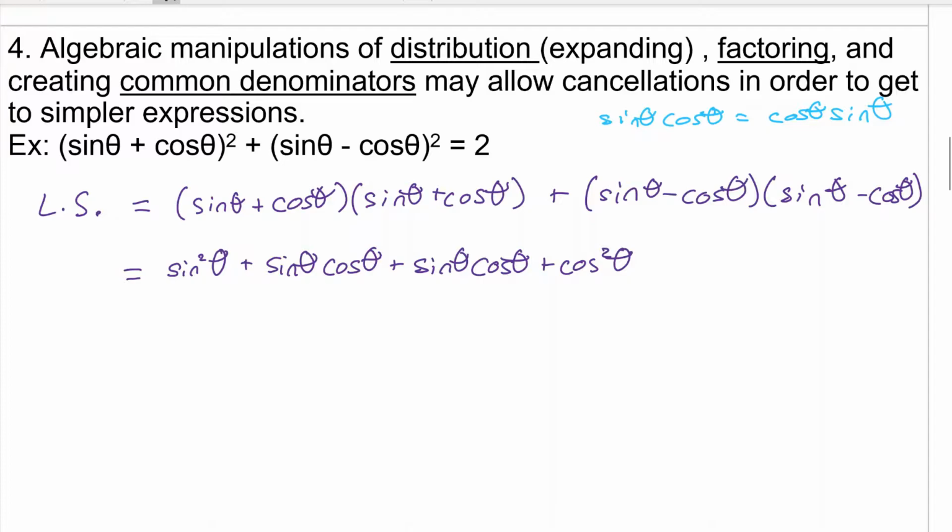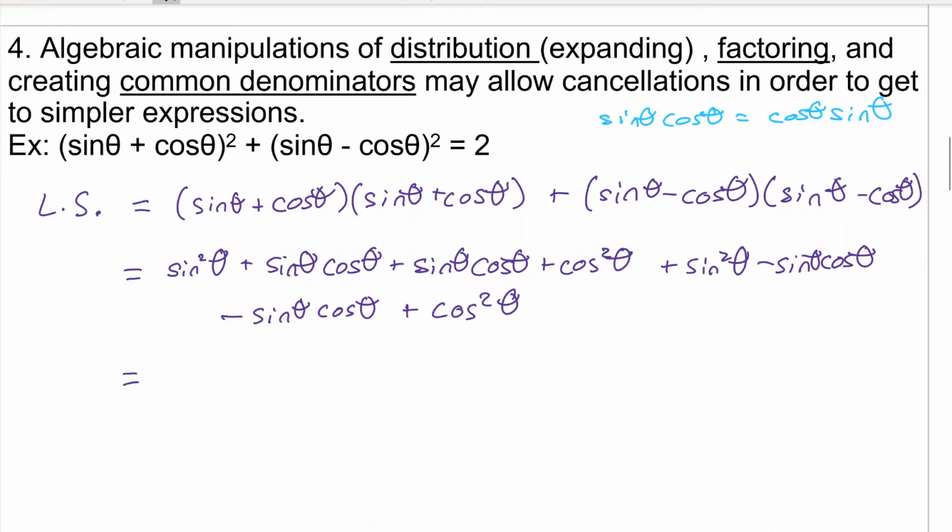So that one is all done, and now I'm going to move on to the sine theta minus cos theta. So sine theta times sine theta is again sine squared theta. Sine theta times minus cos theta is minus sine theta cos theta. I'm going to run out of room here, so I'm going to go over to the next line. Negative cos theta times sine theta is once again another minus sine theta cos theta. And last but not least, negative cos theta times negative cos theta is another positive cos squared theta.